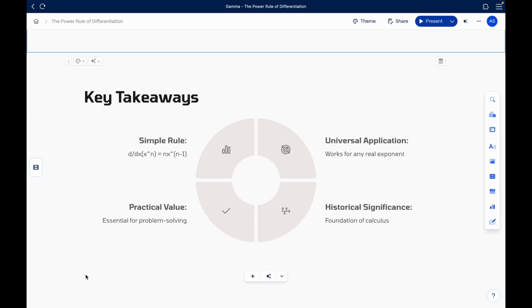It's a simple rule. The formula is right over there. It's universal application. It works for any real exponent. If you have an exponent of a complex number, it's much different. I mean, it's not too different, but it's pretty different. And it's very historically significant, as it's one of the first calculus rules that was invented and laid the foundation for some of the later rules in calculus. And the practical value is it's very essential for problem solving.